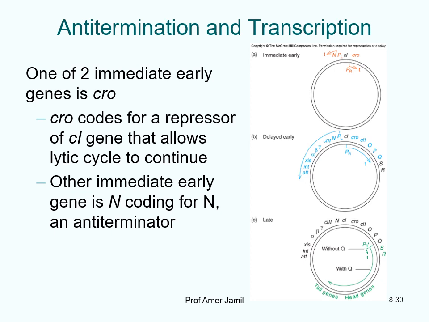One of the two immediate early genes is CRO. CRO codes for the repressor of the C1 gene, as I mentioned, and the lytic cycle continues to move forward. There is N, as I mentioned in the last figure, that N is the anti-terminator region, and due to its anti-termination properties, all these genes are transcribed. And similarly for the Q gene here, the Q site, the head and tail genes are transcribed in the late phase of the viral cycle.